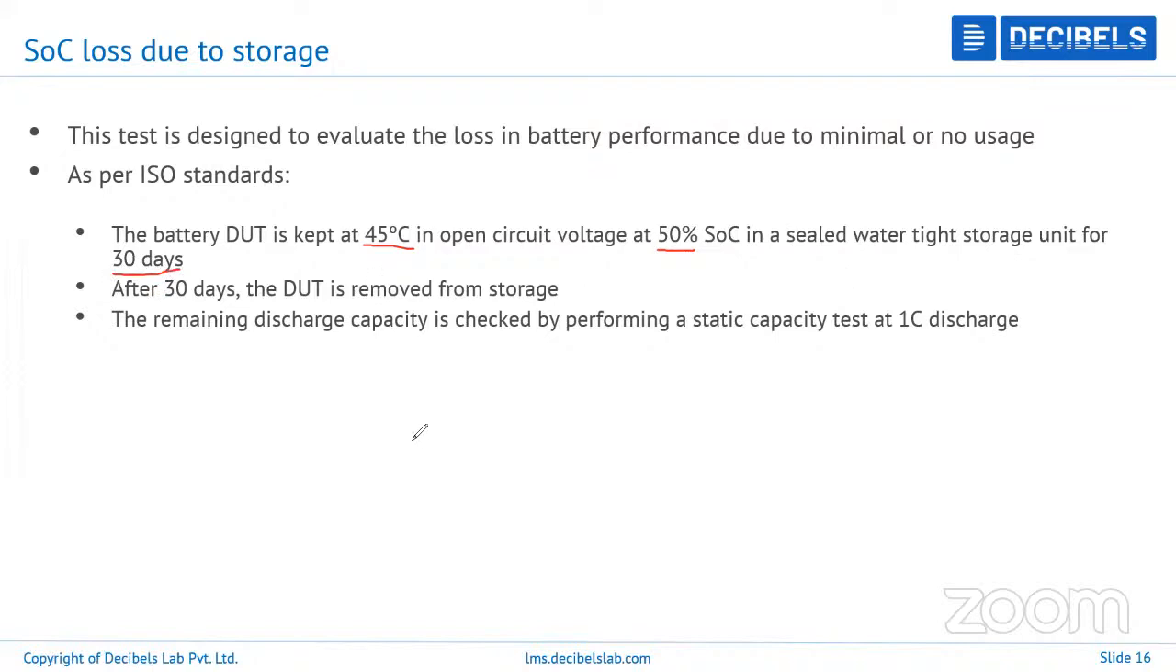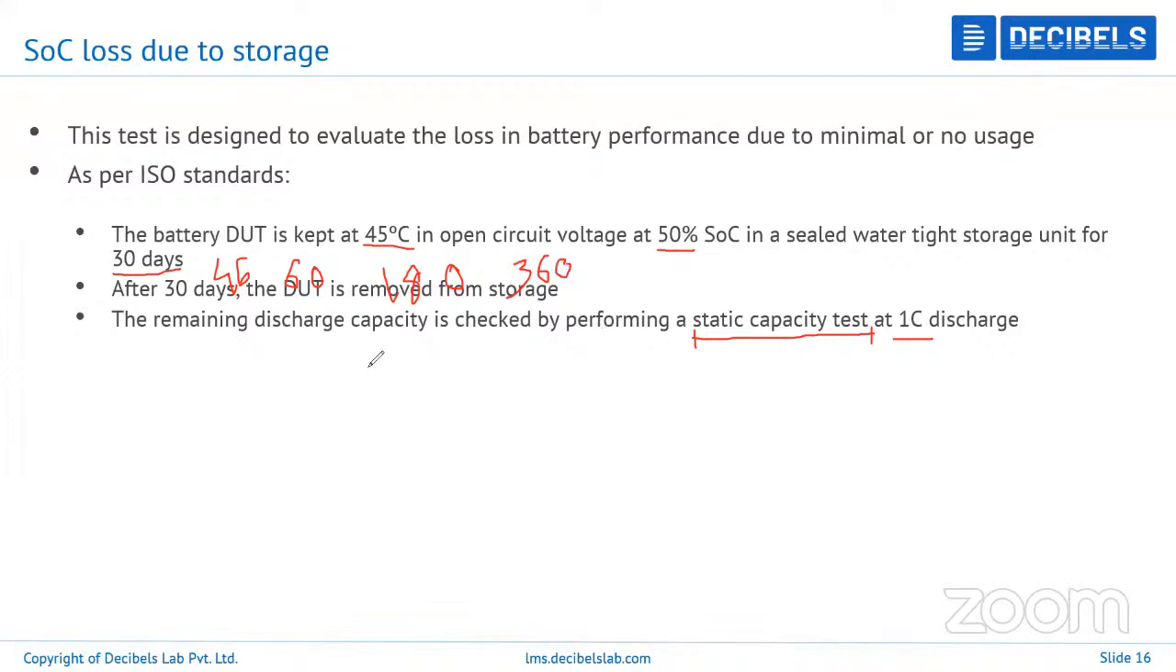After the 30 days are over, the test piece is removed, and its capacity is checked again by performing a static capacity test. If you remember, we had seen at the first what exactly the static capacity test is. Again at a constant C rate, at 1 C, it will be discharged, and its remaining capacity will be obtained by performing this test. The same test can then be repeated for an interval of 45 days, a period of 60 days, then 180 days, and then finally 360 days, so for one full year.